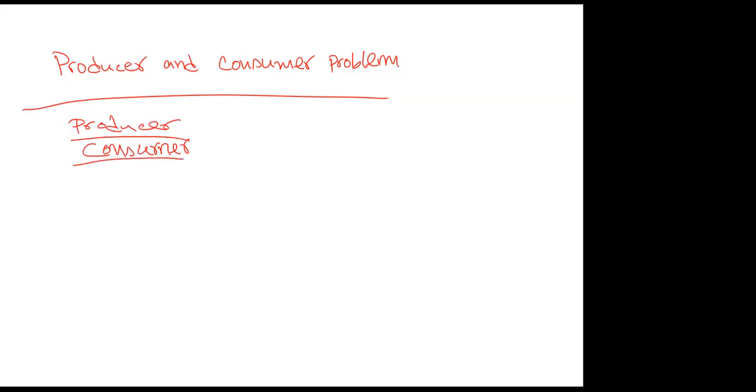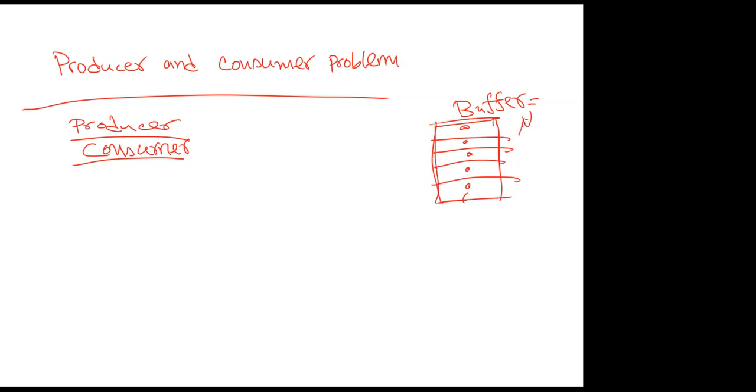The producer process generates some numbers. Before that, the producer and consumer processes share a memory called the buffer. In the buffer there is a finite number of slots. Each slot can store an integer variable. The number of slots is represented by a variable called n.